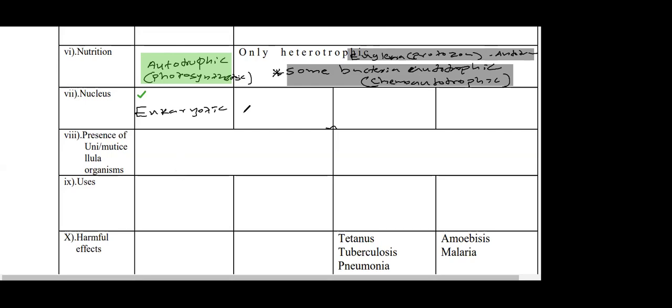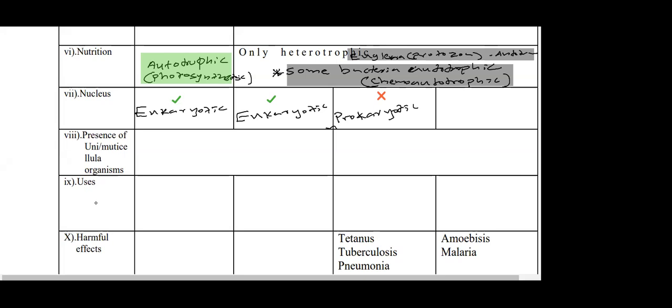Then fungi also, you can write eukaryotic, because nucleus present. If nucleus present, they are eukaryotic. But next one, bacteria. Bacteria, no nucleus. Therefore bacteria are prokaryotic. Very, very important. Prokaryotic. Eukaryotic means true nucleus.